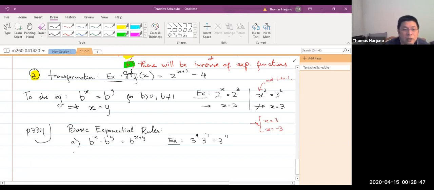Okay. Second, the quotient rule: b to the x over b to the y is b to the x minus y. For example, if I have 10 to the pi plus 2 over 10 to the pi minus 2, that will be 10 to the pi plus 2 minus pi minus 2. The pi cancels, so that will be 10 to the 4.